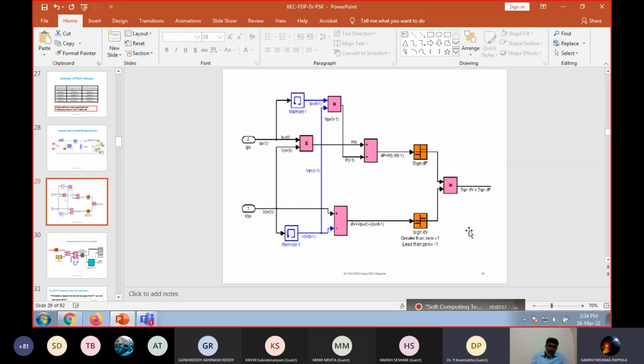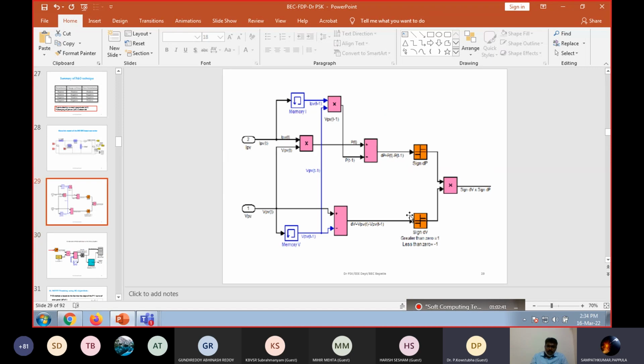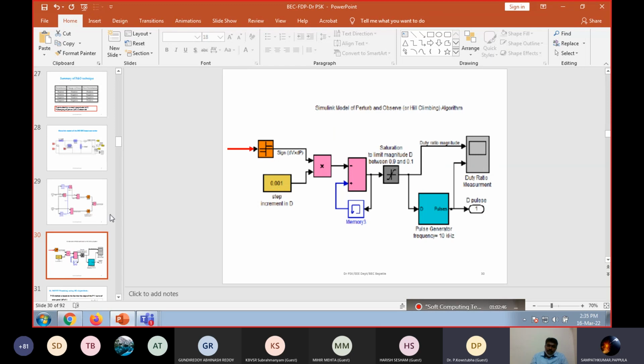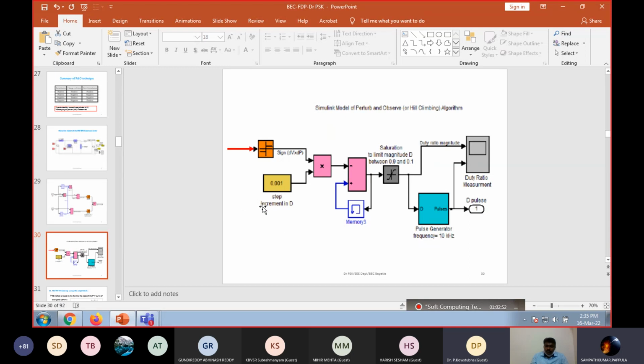Right. So calculate these two values, then multiply the result by the step increment value of the duty ratio, that is 0.001. So now if you see here, the increment of the step value is 0.001. Either we need to increase in steps of 0.001 or we need to reduce by 0.001 based on this product. If this product is positive, we need to increase the value by 0.001. If this product is negative, then we need to reduce the parameter, that is the voltage reference value is to be reduced by 0.001 to get the maximum peak.